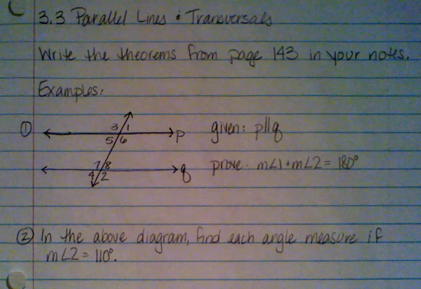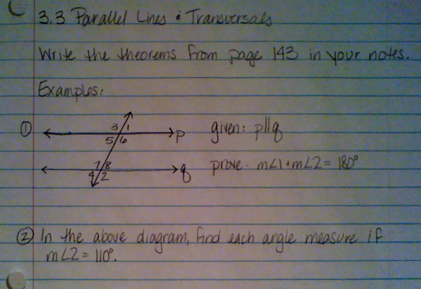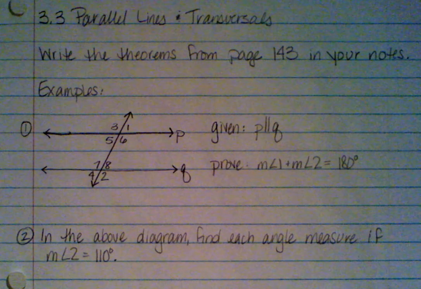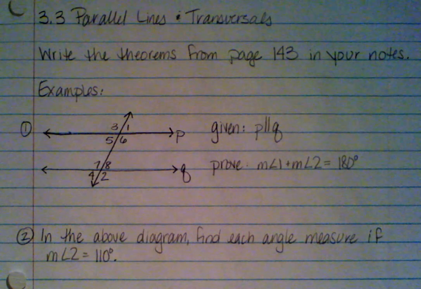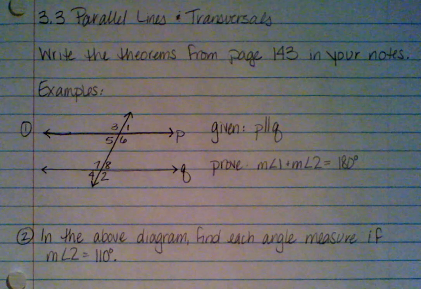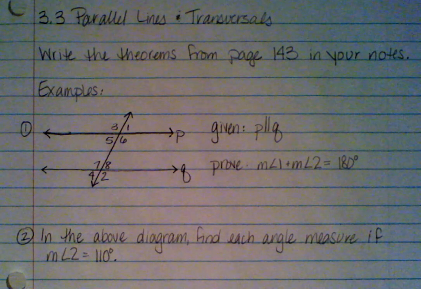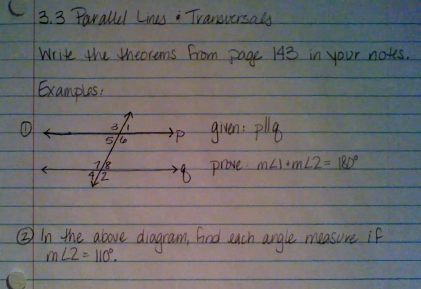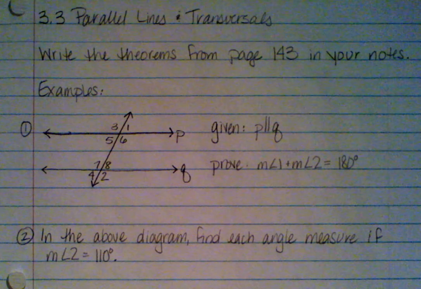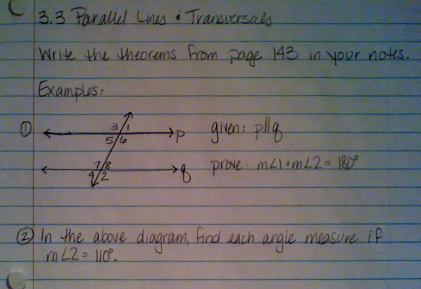If I tell you that line P is parallel to line Q in example number 1, I want you to prove to me that the measure of angle 1 plus the measure of angle 2 equals 180 degrees. So think about those theorems that I just asked you to write down. There's something we know about angles 1 and 8. They are corresponding. Corresponding angles are congruent. We know that 2 and 8 are supplementary. And so therefore we can use substitution to prove that 1 and 2 are supplementary. So write out that proof more formally.